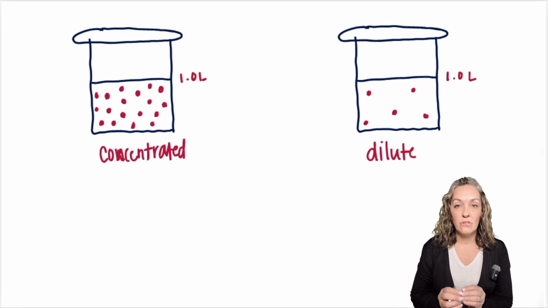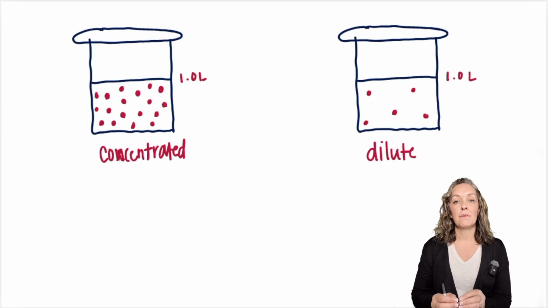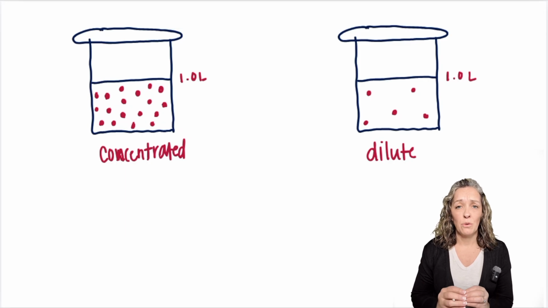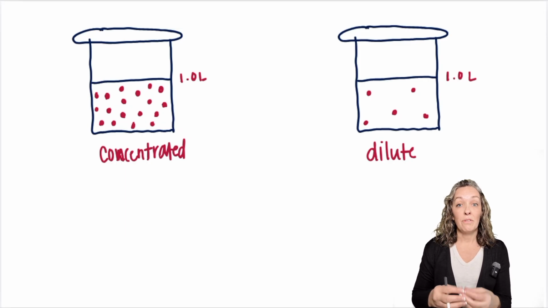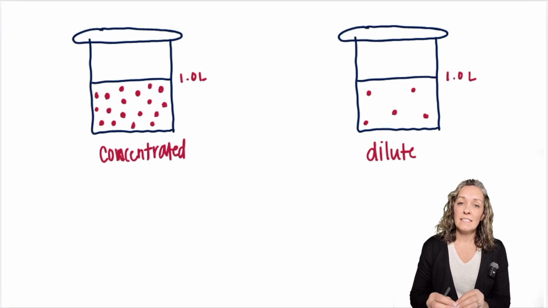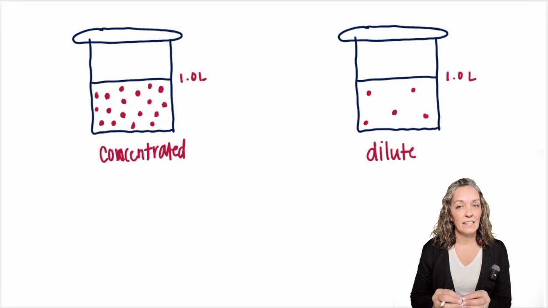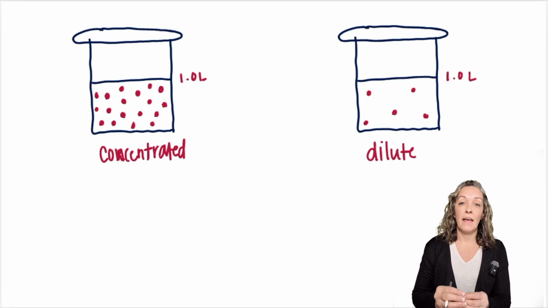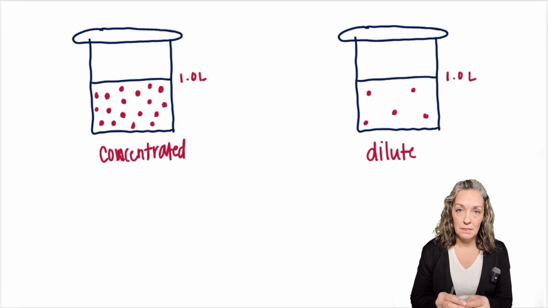These terms, concentrated and dilute, are not quantitative though. When we say something is quantitative, that means that we have numbers associated with it. Concentrated and dilute are rather vague or qualitative terms. So if I told 10 people to make a dilute solution, yes, they would all be watery, but not necessarily the same degree of watery. So we have to put numbers to this, and that is where molarity comes into play.